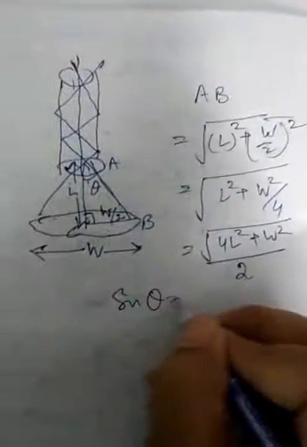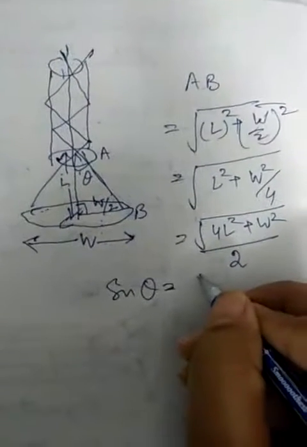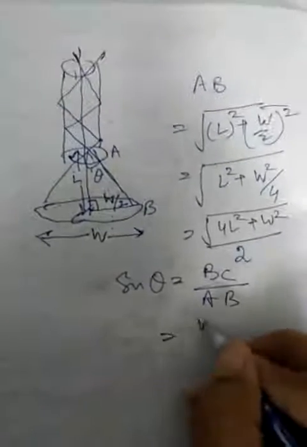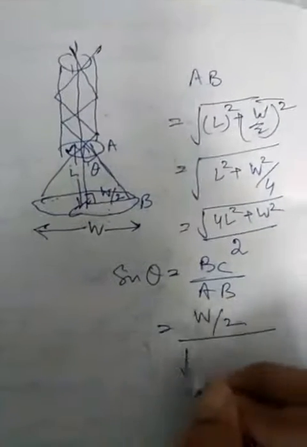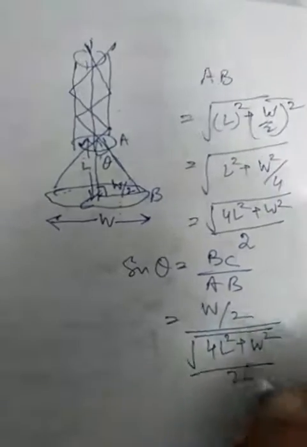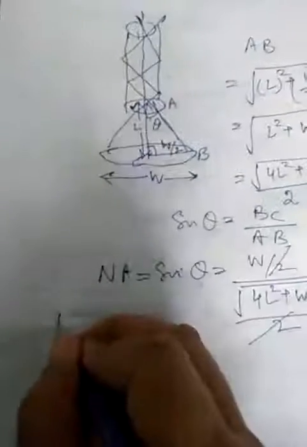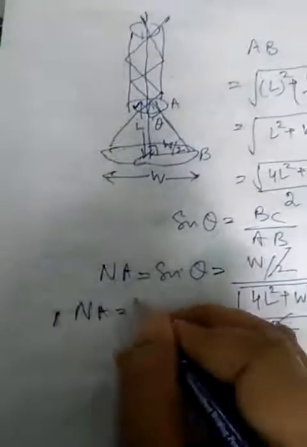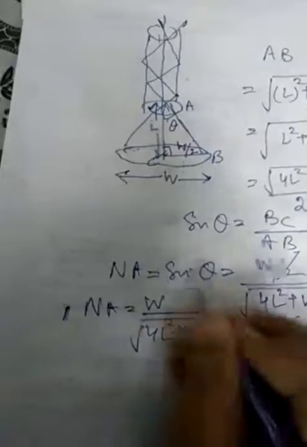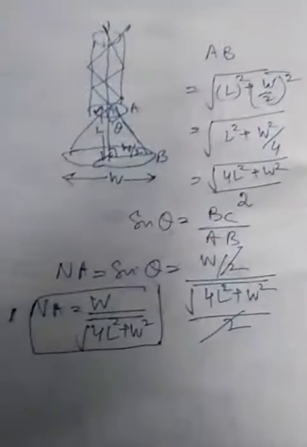And sine theta we can take as perpendicular upon hypotenuse. Perpendicular is BC upon AB. So BC is W by 2 divided by under root of 4 L square plus W square upon 2. So this 2 gets cancelled. So sine theta, which is equal to the numerical aperture, can be written in this form, that is equal to W upon under root of 4 L square plus W square. So practically we can calculate the numerical aperture by this relation.